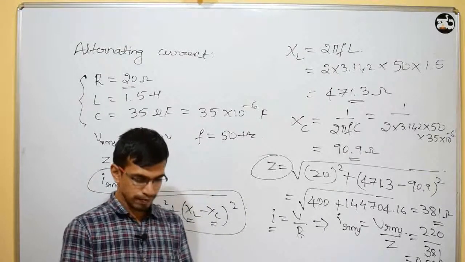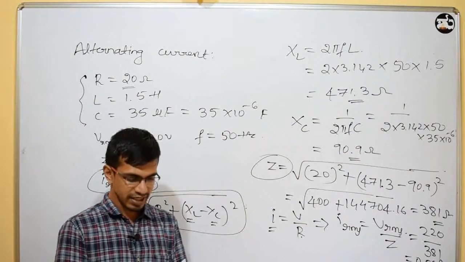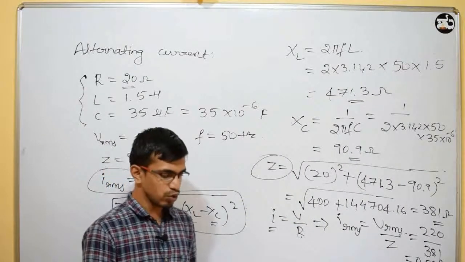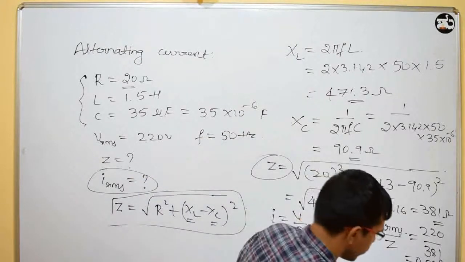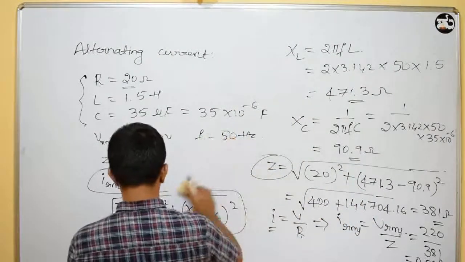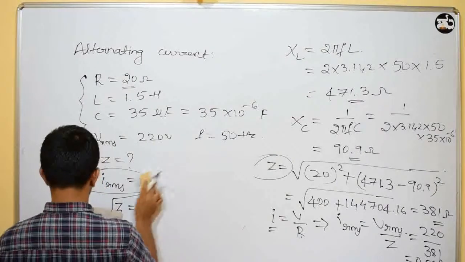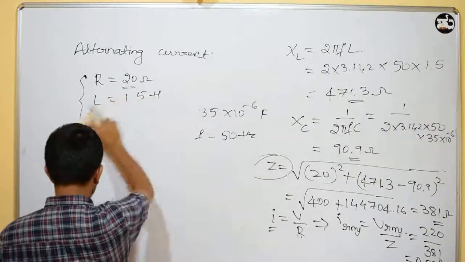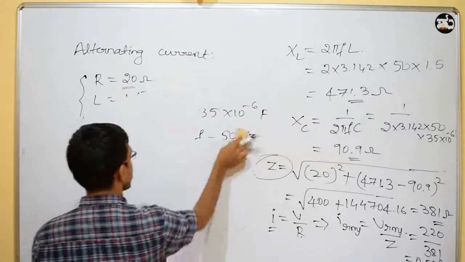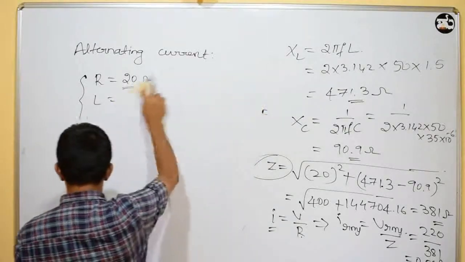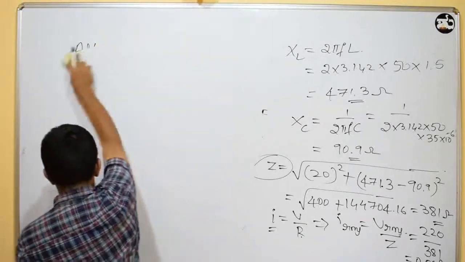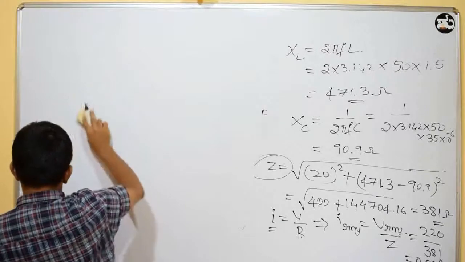The second problem says that a sinusoidal voltage of peak value 285 volt is applied to a series LCR circuit in which a resistor of resistance 5 ohm, an inductor of inductance 28.5 millihenry, and a capacitor of capacitance 800 microfarad are connected.